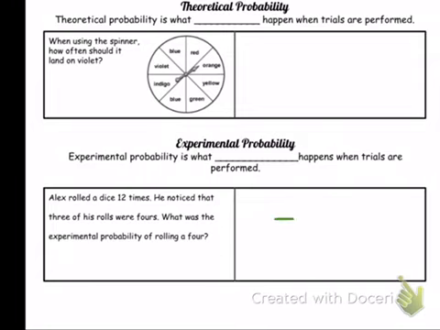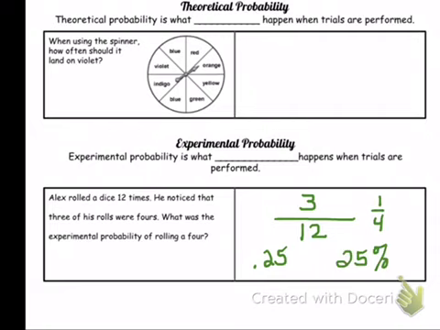So, again, it's the total number of attempts this time in experimental probability. So he tried 12 times, and he rolled a 4 3 times. So 3 out of 12 is 1/4, which is 0.25, which again comes between 0 and 1, and that's 25%. Now this would change over time.